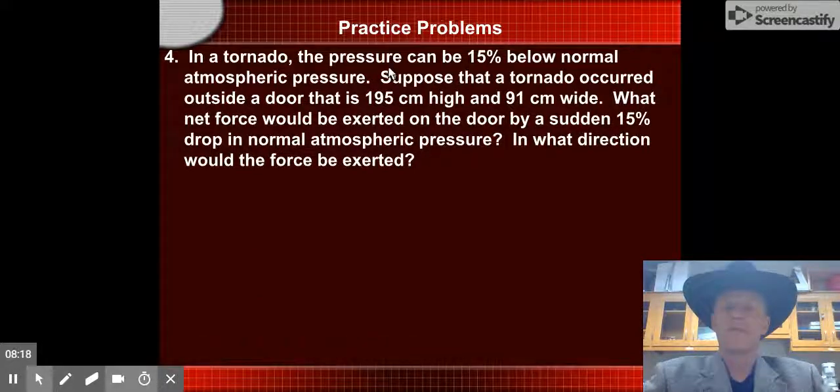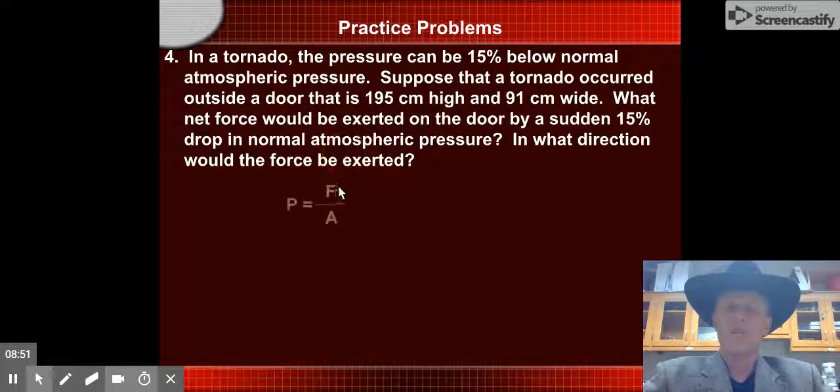Question 4, in a tornado, the pressure can be 15% below normal atmospheric pressure. So imagine everything's atmospheric pressure. Here comes a tornado. Inside the house is still at atmospheric pressure. Outside is 15% less. So suppose a tornado occurred on the outside of a door. What would be the net force exerted on the door, and in what direction would it go? Would it get pushed in, or would it get pulled outward?